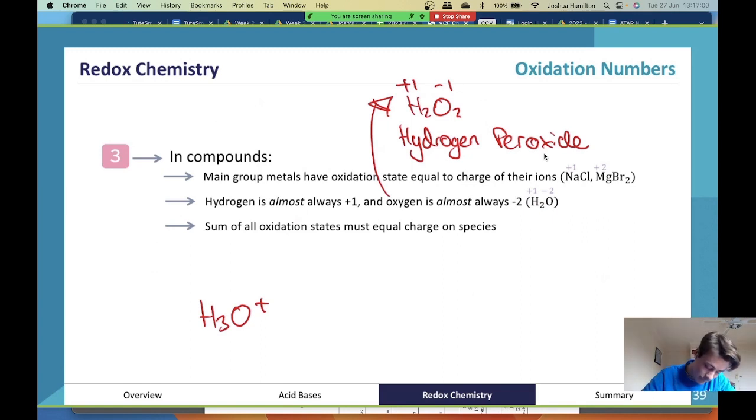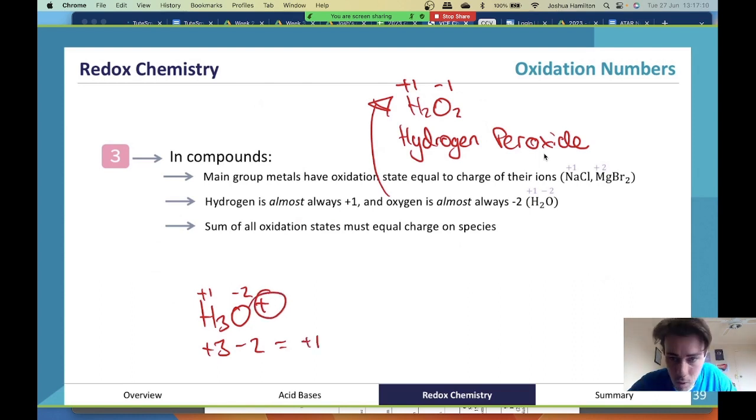Remember that this is always +1 and this is always -2. So overall, I've got +3 and I've got -2, and that equals +1. Well, it makes sense because my charge is +1. So that's sort of how I figure out what's going on. Now, in this one, we already knew that oxygen had to be -2 and hydrogen had to be +1. So it's pretty easy because we already knew that. If you didn't know it, you can then utilize that to figure out what's going on.